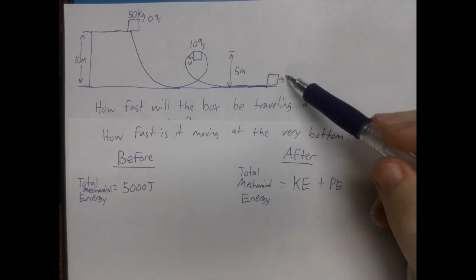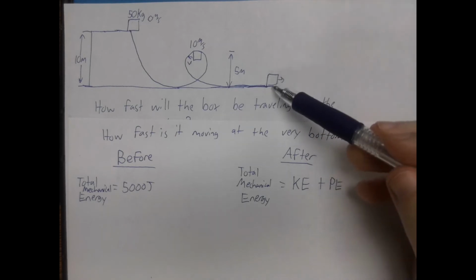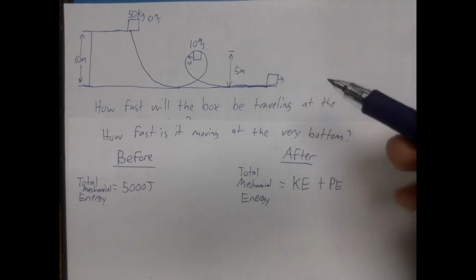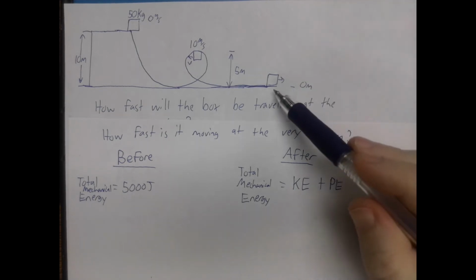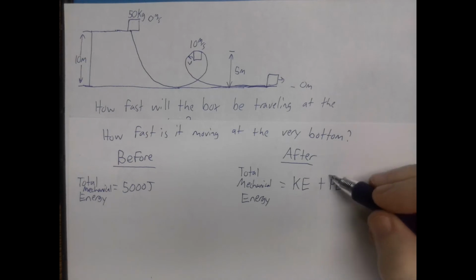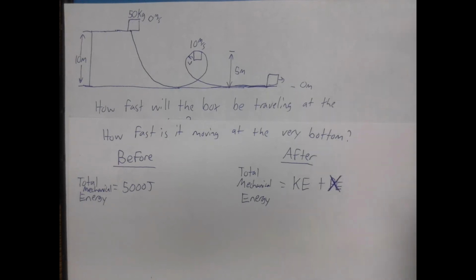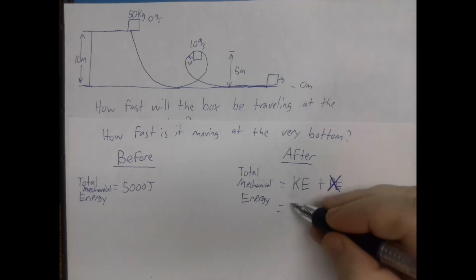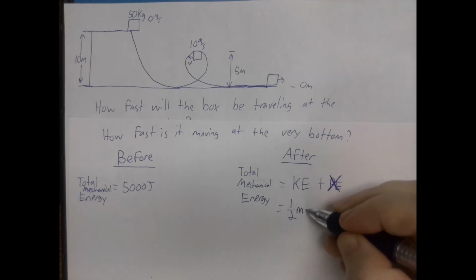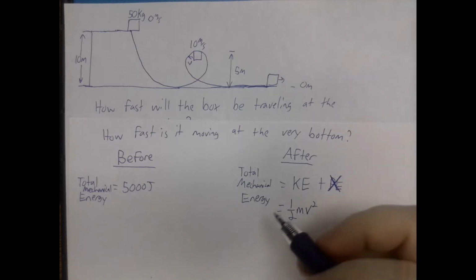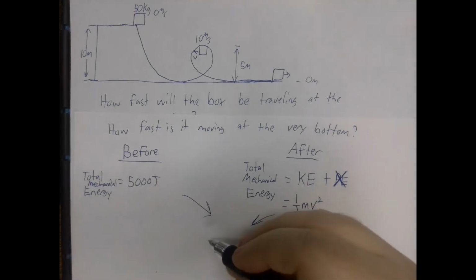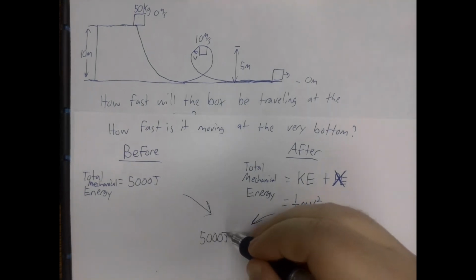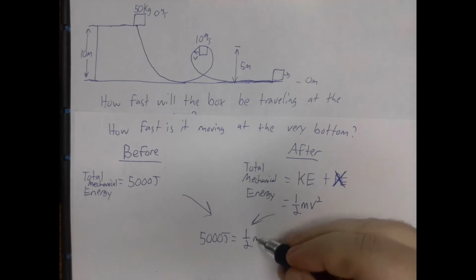So look at the potential energy here. It is currently on the very bottom, so I can let this be 0 meters. Its height above the ground is 0 meters, so it has no potential energy. All of its energy has to be in kinetic energy. And so we have 1/2 mass times velocity squared. And these two things have to be equal. So 5,000 joules has to equal 1/2 mv squared.